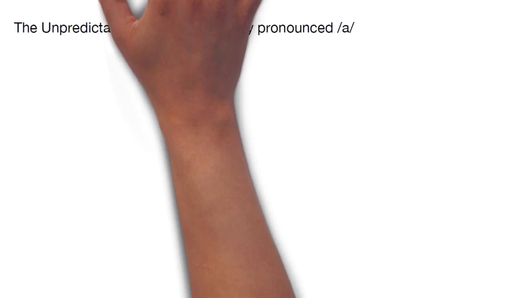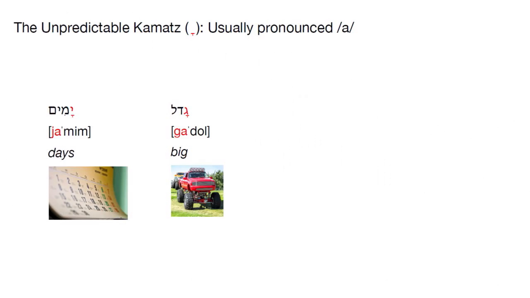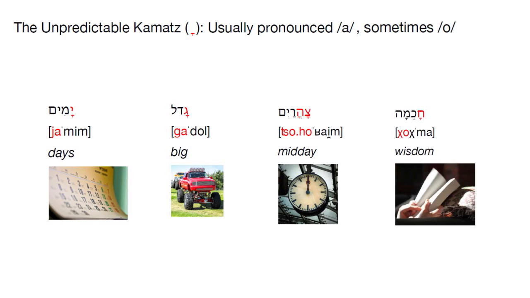Our final topic was the unpredictable kamatz vowel. This diacritic is usually pronounced as an a vowel, as in yamim, or gadol, but occasionally it's pronounced as an o vowel, as in tzohoraim, or chochma. You'll just need to memorize which vowel to pronounce when you learn a word that uses that diacritic, but anytime you need to guess, choose a.